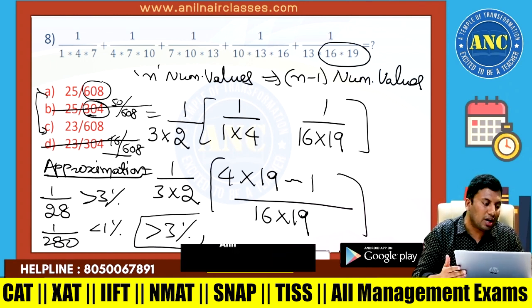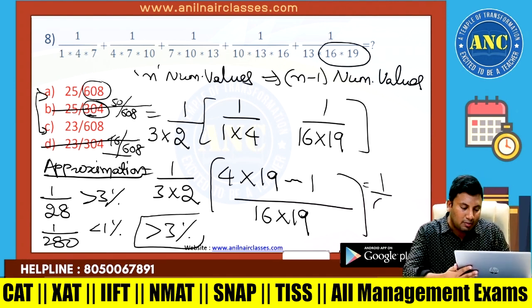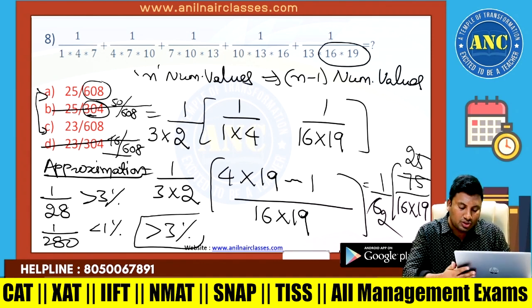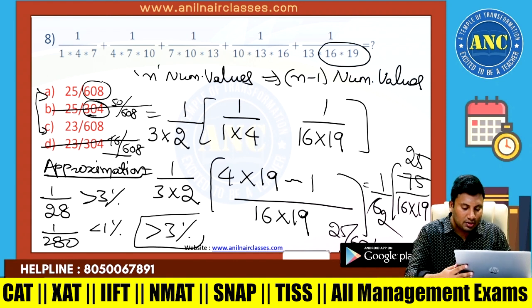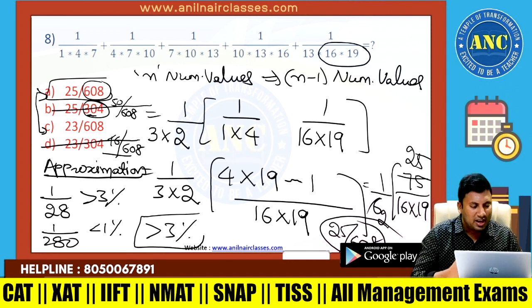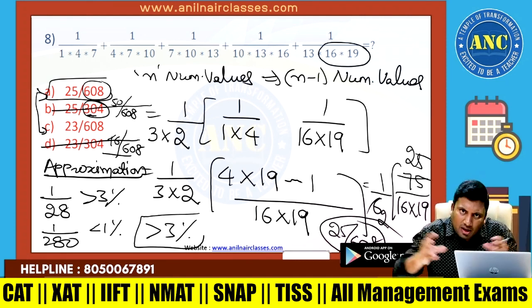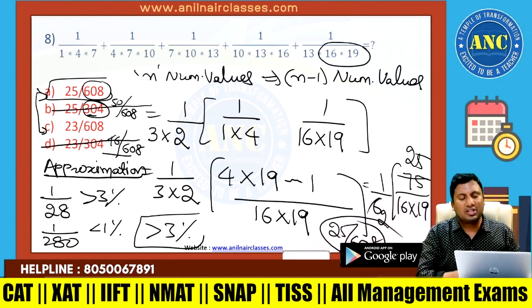So 2 options you are able to eliminate because of this option saving approach. These are nothing but 1 by 6 into 75 by 16 into 19. 25 by 608. I hope it is clear, right? So greater than 3%. 23 by 608 is just less than 4%. The smaller values will come together and it is becoming just greater than 4%. I hope you are able to eliminate.